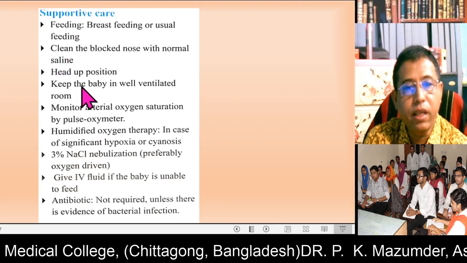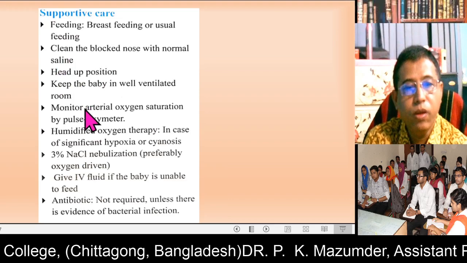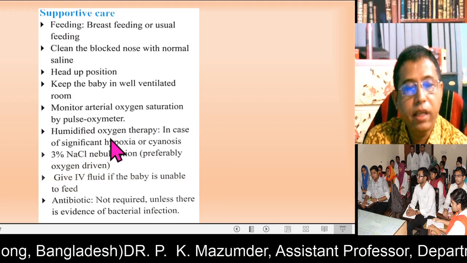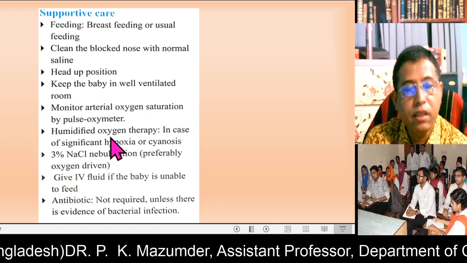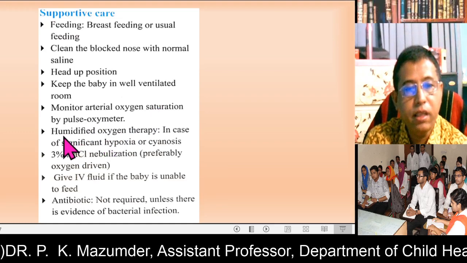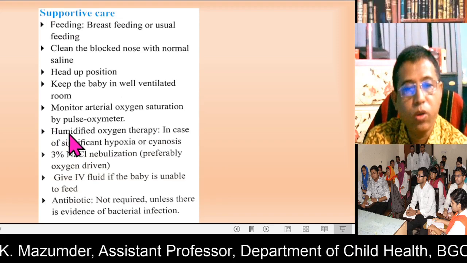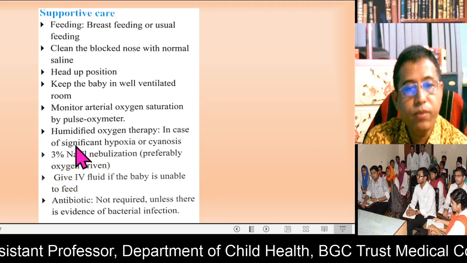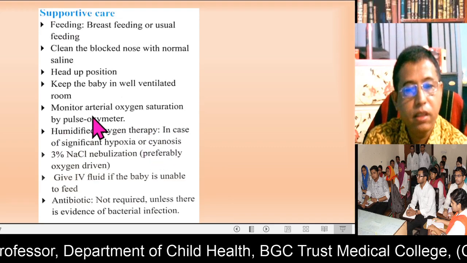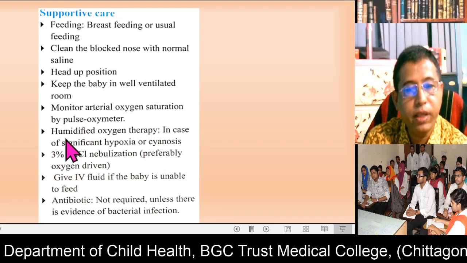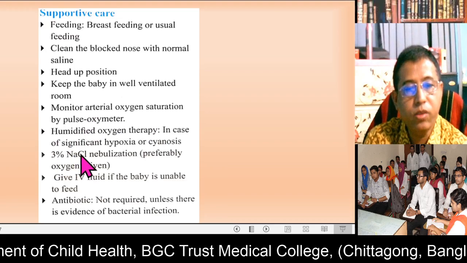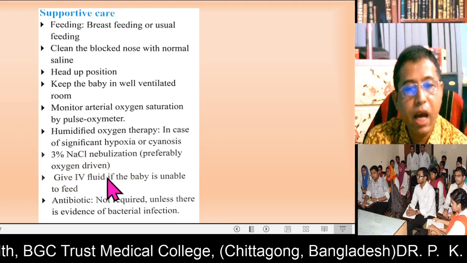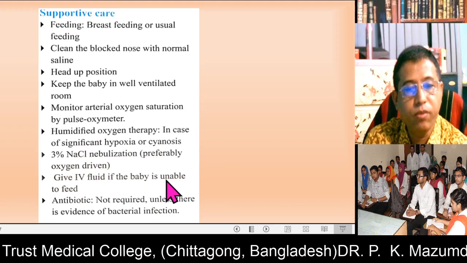Keep the baby in a propped up position in a well ventilated room. Monitor the arterial oxygen saturation by pulse oximetry, and if oxygen saturation is less than 90%, you should give oxygen. The oxygen is humidified oxygen therapy in case of significant hypoxia or cyanosis. And nowadays special treatment is 3% sodium chloride nebulization, preferably oxygen driven, and give IV fluid if the baby is unable to feed.